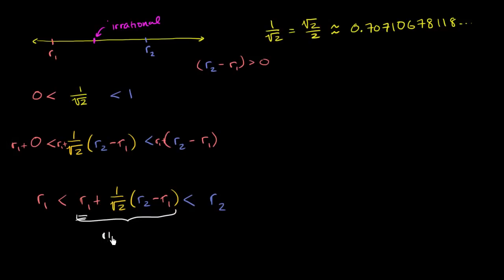You're saying, how can I be satisfied that this thing is irrational? Well, we've already seen that if you take the product of an irrational and a rational, you get an irrational number. And if you take the sum of an irrational number and a rational number, you get an irrational number. So we've constructed an irrational number that's between these two rationals.